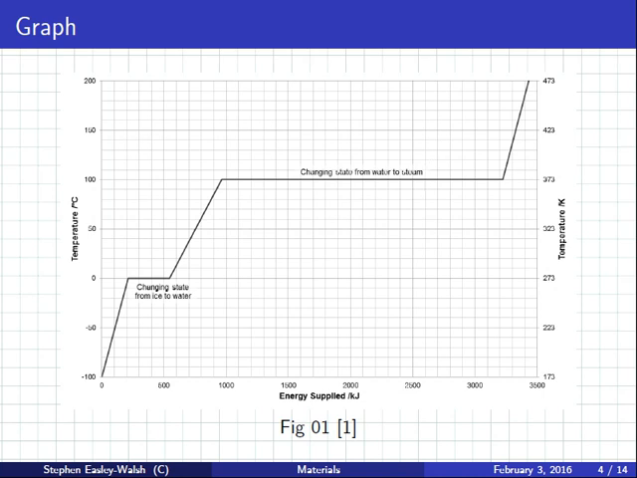And why does that happen? Here, the temperature starts at minus 100. Here it's constant, at 0. And at 100, it's constant. Because they need energy to change state.